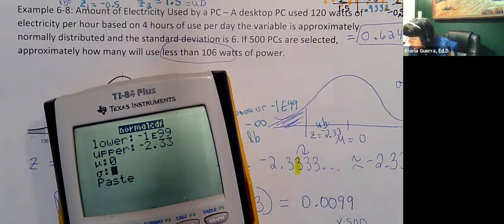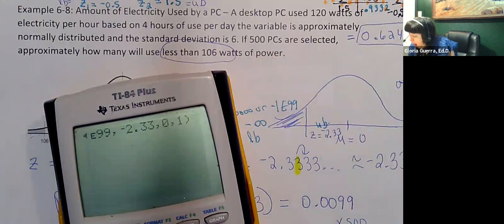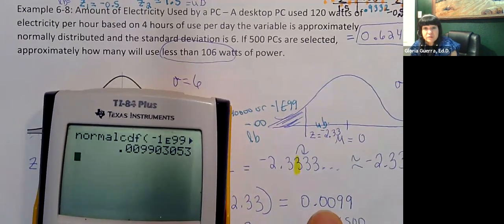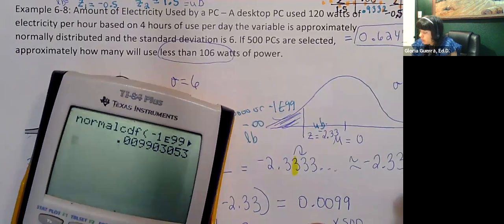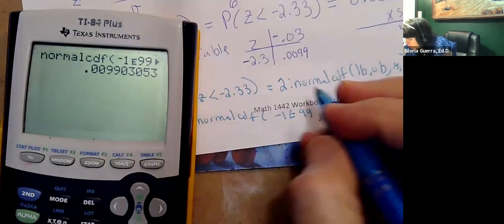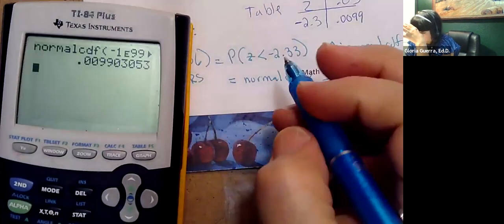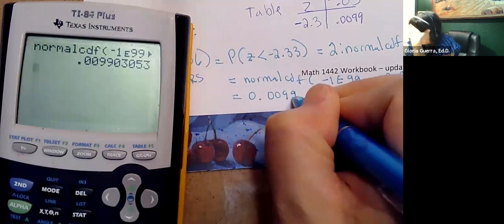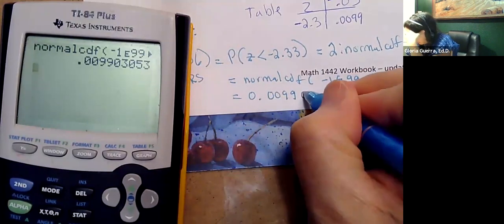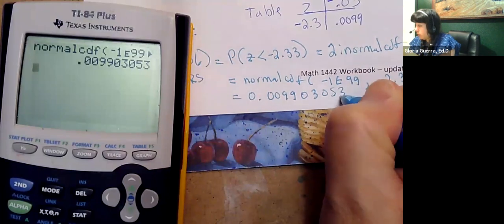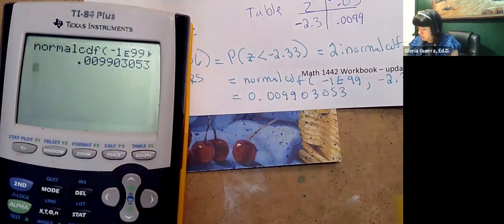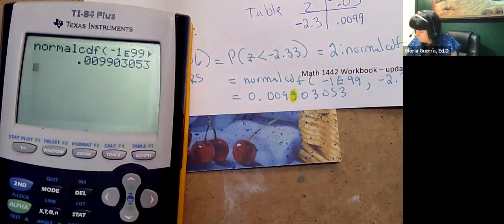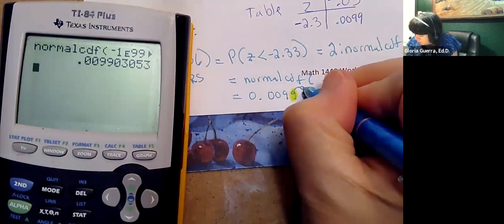Mu is 0, sigma is 1. That should look familiar, right? Does it look familiar to this? Okay. And of course, they have more detail. I'm going to round it to the tens, 100,000, 10,000. And is this 5 or more? Nope.